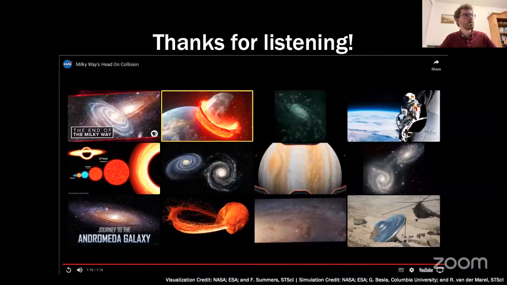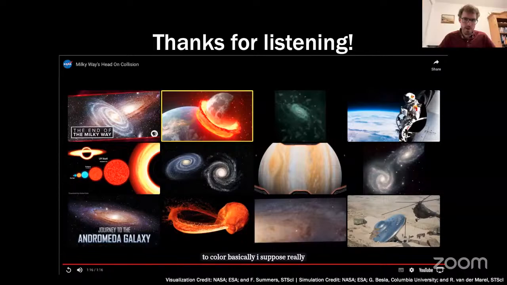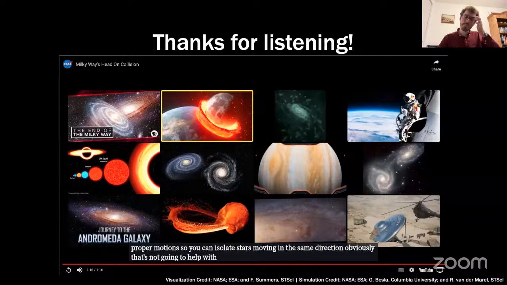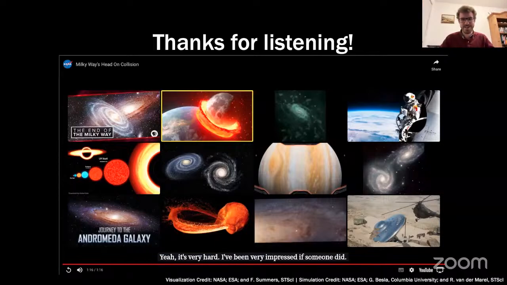To really see a stellar stream, you need to use some other information about stars, such as the color, basically. Or now we've got Gaia, you've got proper motions, so you can isolate stars moving in the same direction. Obviously, that's not going to help with imaging, but yeah, it's very hard. I'd be very impressed if someone did. The challenge for you, Paul.